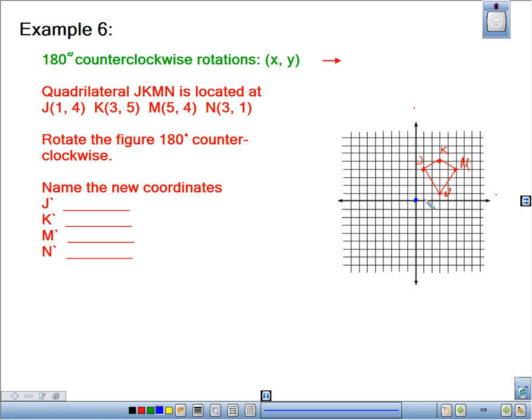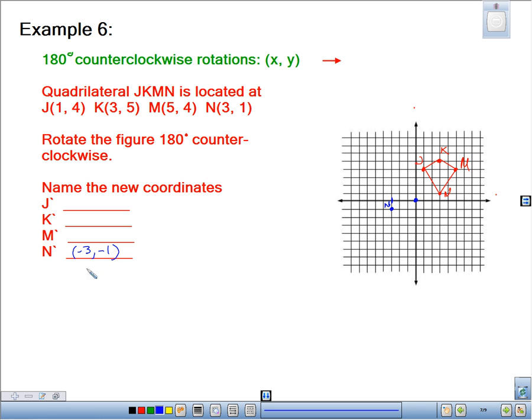If N is here, and I go 180 degrees, so all the way around, half a circle, we're going to end up right here. This will be N prime. So let's look at that new coordinate. That's at the point -3, -1. So I'm going to write that in for N prime: -3, -1.